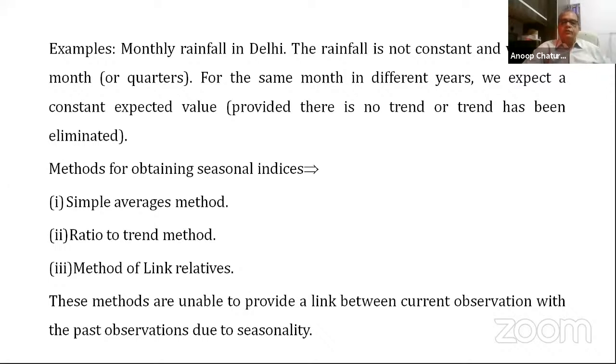There are many examples of seasonal time series. You must have studied, say, monthly rainfall in Delhi. The rainfall is not constant and varies by months or quarters. For the same month in different years, we expect a constant expected value. You may expect the same expected value for rainfall in the month of June for 2019 or 2020 or 2021, provided it does not have any trend, or even if it has any trend, the trend has been eliminated. Then there are many methods for obtaining seasonal indices, which all of you must have studied at undergraduate level: simple averages method, ratio to trend method, method of linked relatives, etc.